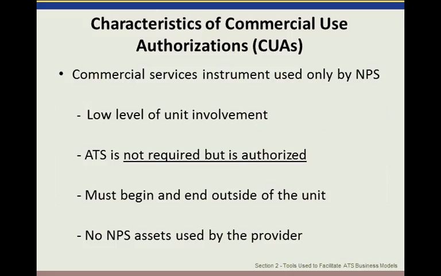The second tool for commercial services is what's called a commercial use authorization. These are used only by NPS. They involve a low level of staff involvement at the unit level. They're used when ATS is not required but is authorized. Generally speaking, what that means is the ATS is not mission critical to the unit. It's something that is nice and desirable by unit visitors, but may not be absolutely necessary in terms of, for example, reducing congestion or solving parking problems.